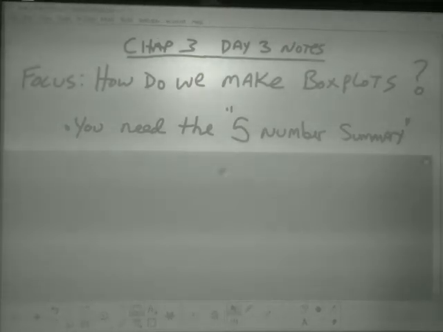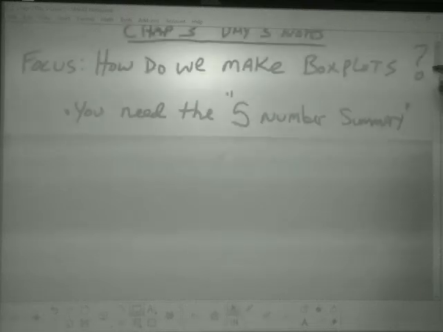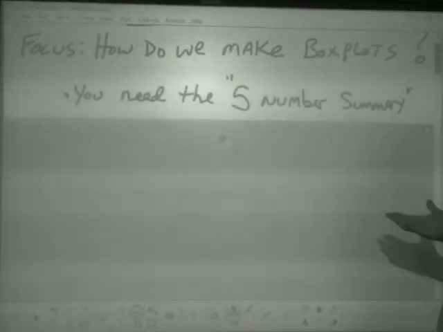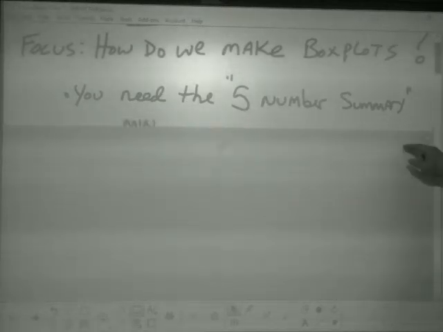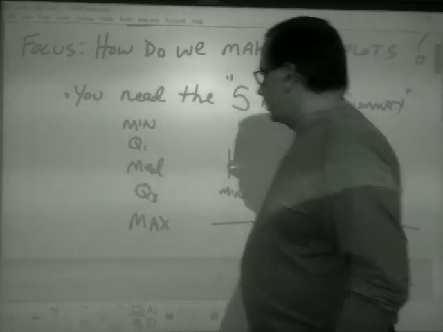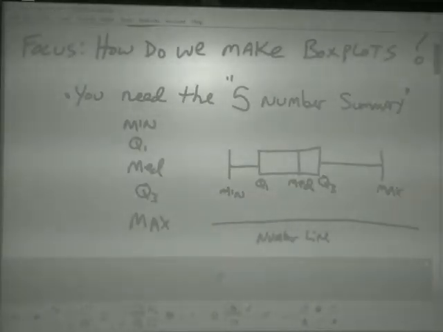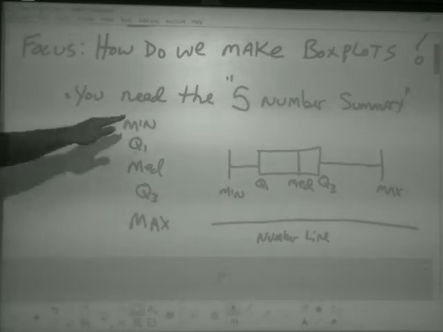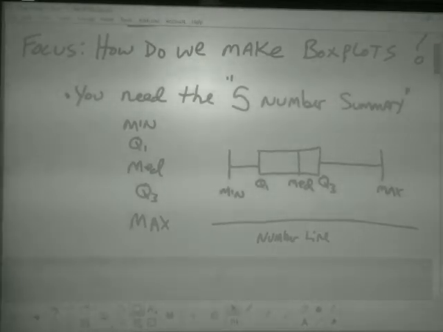All right? So just like we saw in the movie, they use this 5-number summary to make the box plot. You have to get it. The good news is we're going to use our calculator to get us the 5-number summary. The 5-number summary is the minimum, the Q1, the median, the Q3, and the maximum. Those are the 5 numbers that make up the 5-number summary.